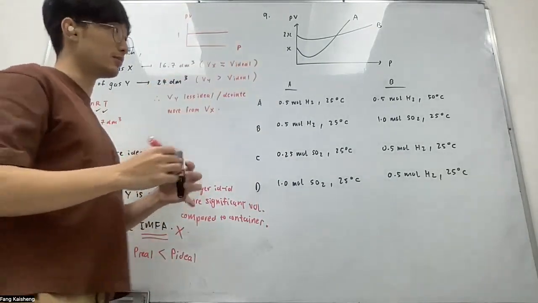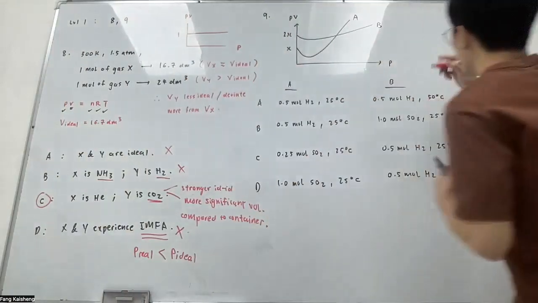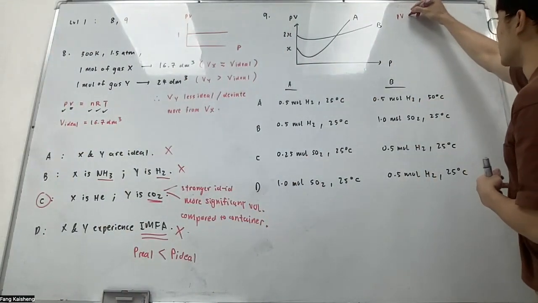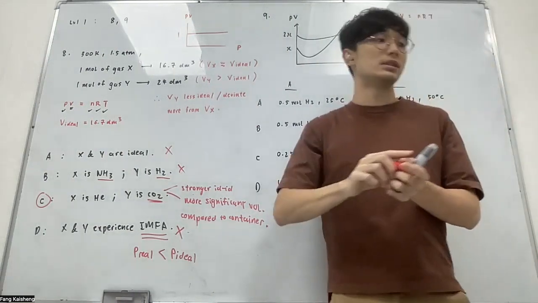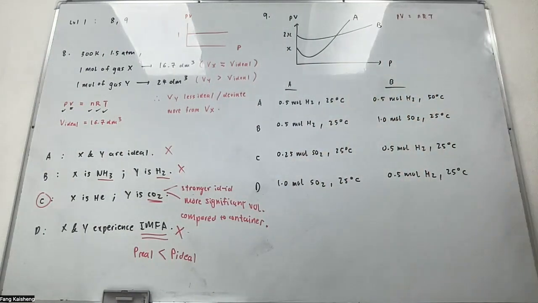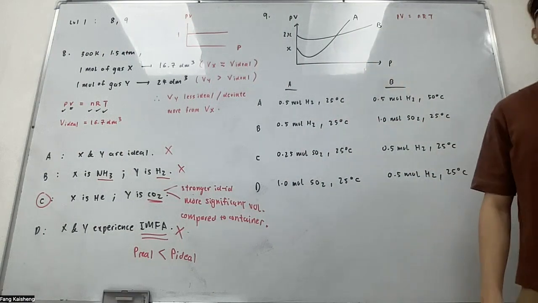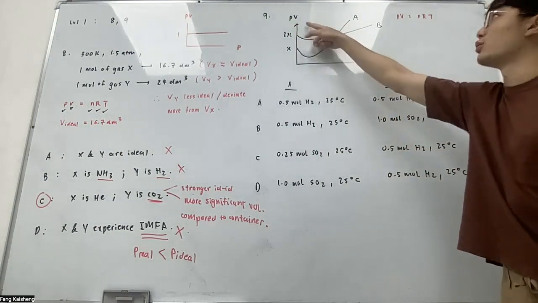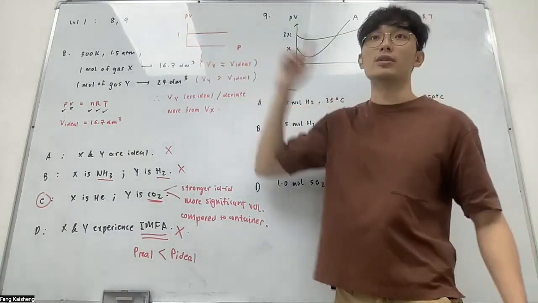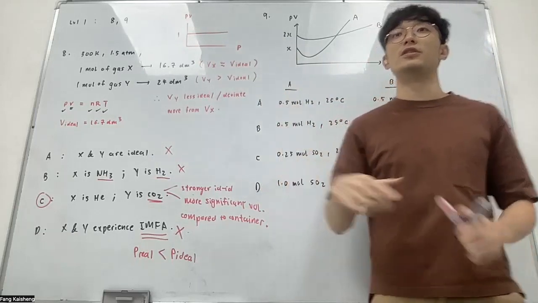How do we play with this? First of all, you must clearly take out your PV equals nRT formula. And let's look at the question. What did they tell us? Now, I know they didn't tell us much, but you need to know how this graph comes about first. You should recognize that an ideal gas, even though it's not drawn here, should have a PV against P graph that's horizontal. But how do we arrive at this in the first place?